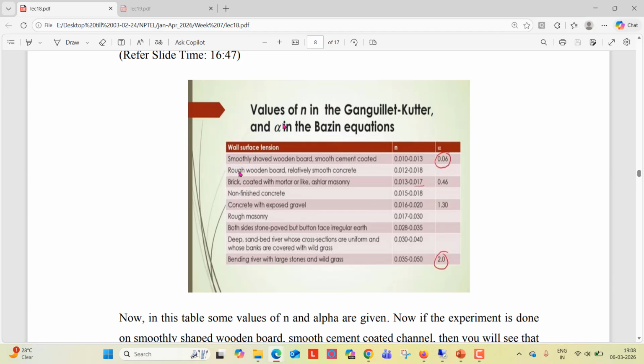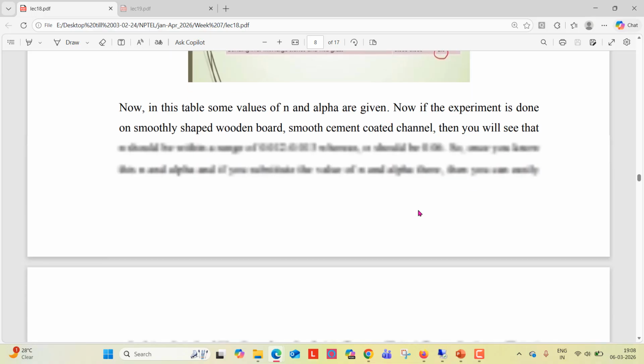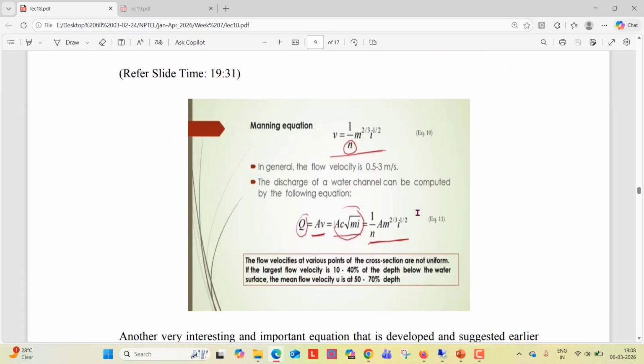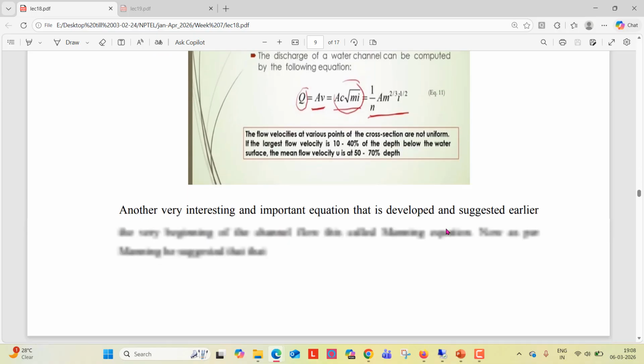These are the values of alpha and n based on the wall surface roughness. They vary depending on the many different types of open channels present in reality. Based on the channel shape and so on, this n value and alpha value vary. This is the Manning equation. From here we can calculate the discharge of a water channel. Discharge, you know, Q equals V into A, right? Here you have already found the expression of V, and you can calculate it from here.